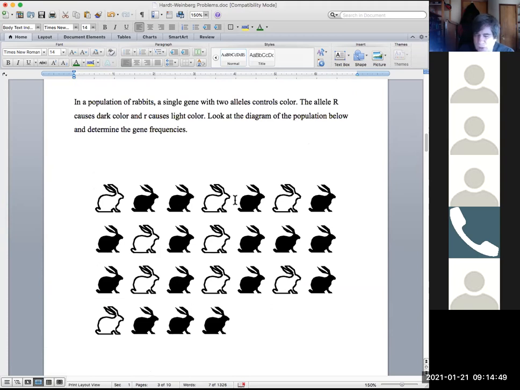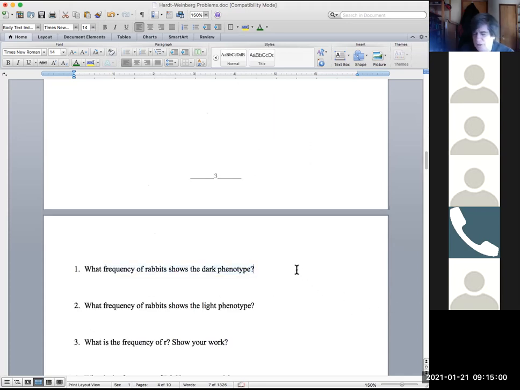Okay, so I see 4 in the first row, 5 in the second row, that's 9. I see 4 more in the third row, that's 13. I see 3 in the last row, that's 16. So the frequency here is 16/25. Or if you like the frequency to be expressed as a decimal, if we divide, we're going to get 0.64.